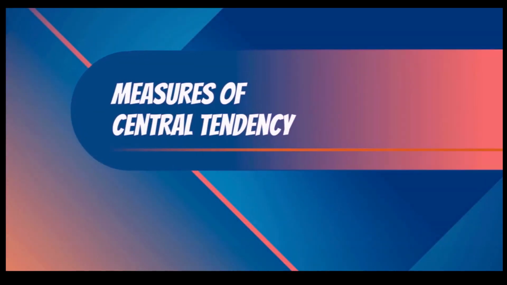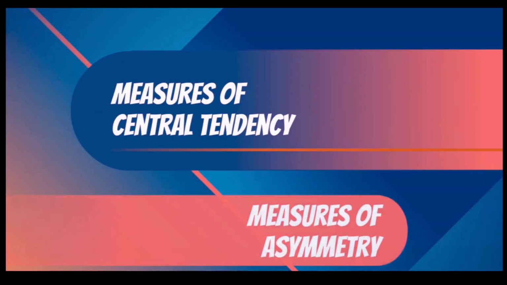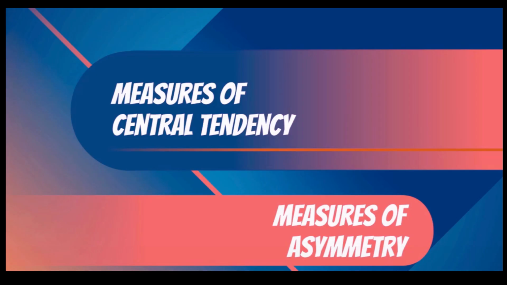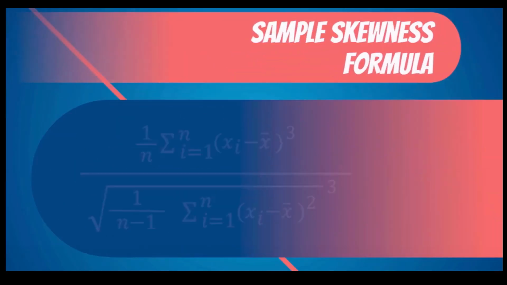After exploring the measures of central tendency, let's move on to the measures of asymmetry. The most commonly used tool to measure asymmetry is skewness. This is the formula to calculate it.